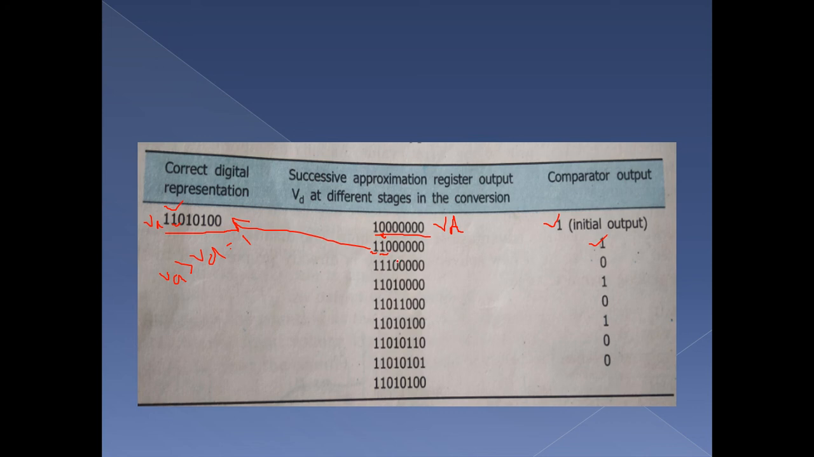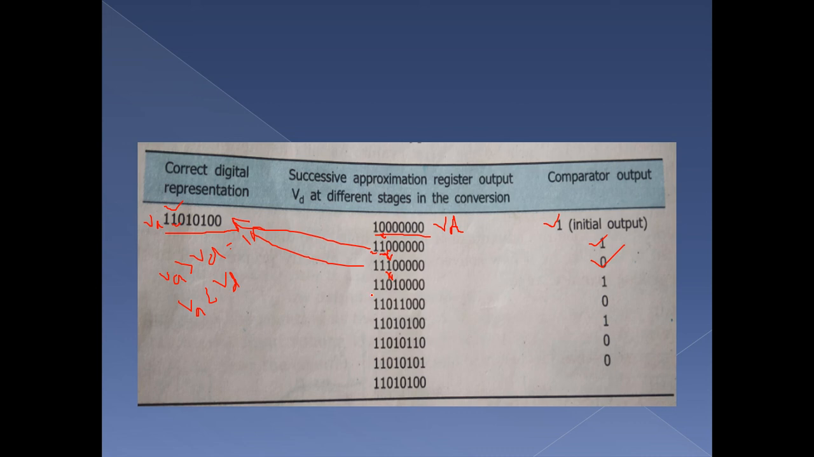Next, the following bit is changed to 1 and compared with the input. The third bit of VA is 0 while here it is 1, so VD is greater and VA is less. In this condition, VA is less than VD, so the comparator output will be 0. This means there is an error in this bit, so we change that bit back to 0 and change the next bit to 1.